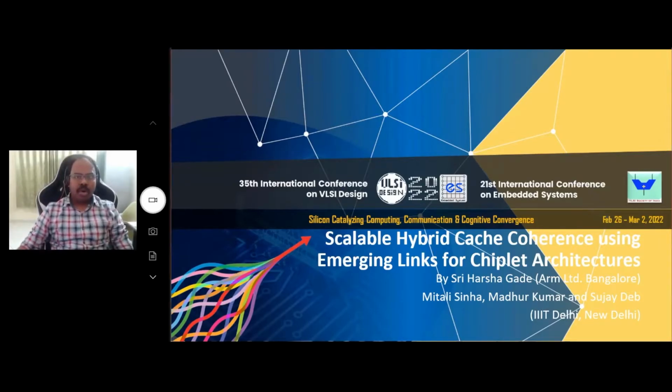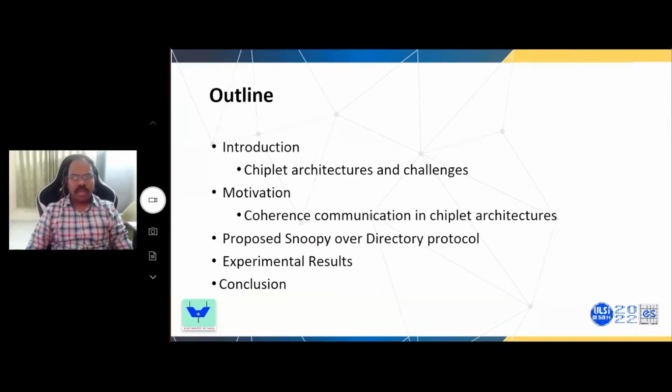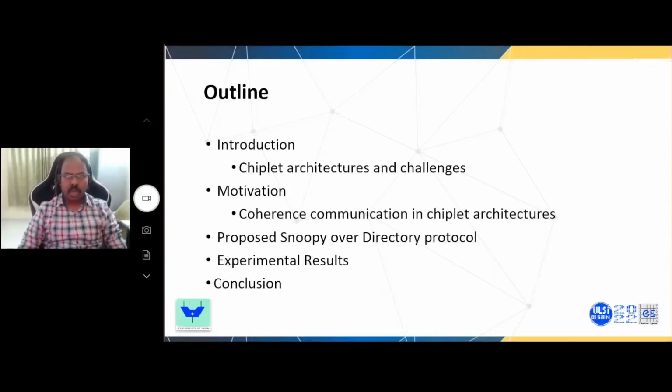This is a brief outline of the presentation. We'll first discuss chiplet architectures and their associated challenges. Then we'll discuss the motivation for the current work, that is coherence communication in chiplet architectures. Then we will discuss the proposed coherence protocol, Snoopy over directory protocol, implemented using emerging interconnect options. Finally, we'll discuss the experimental results of the proposed work and conclude.